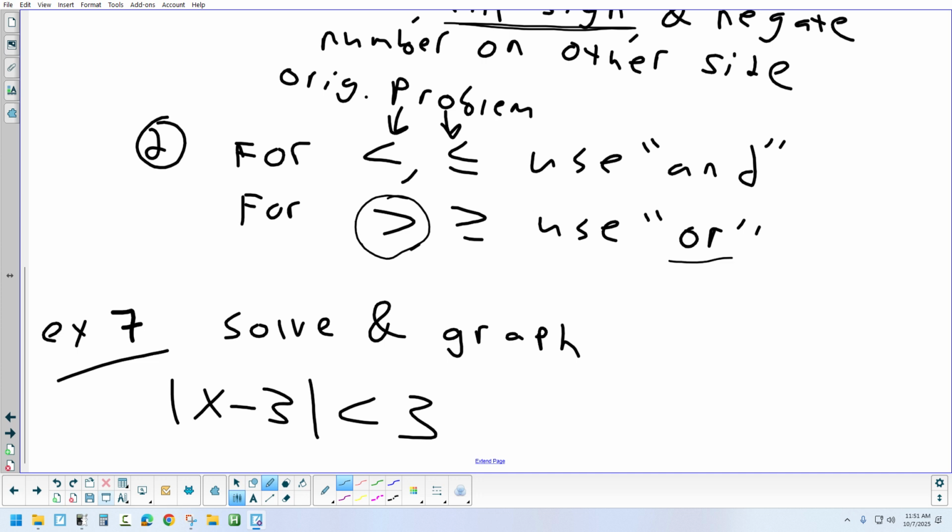Let's look at this one. Very first thing, is the absolute value isolated? Yes, it is. Then it's already ready to split into two problems. We can figure out right now if it's an and or an or. We don't have to do any arithmetic for that. Is this an and or an or? Yep. This is an and because the original problem has a less than.